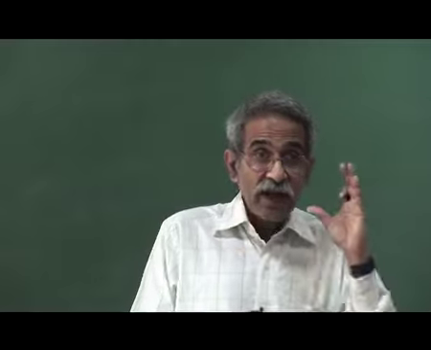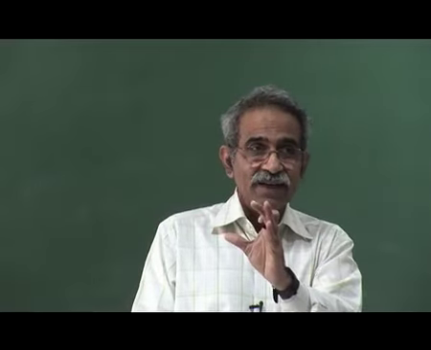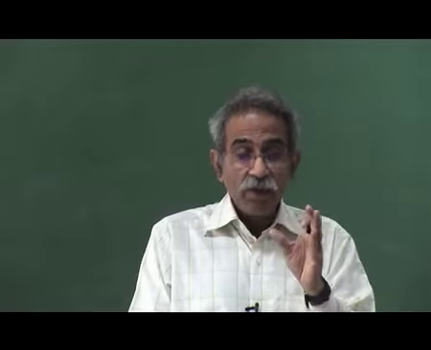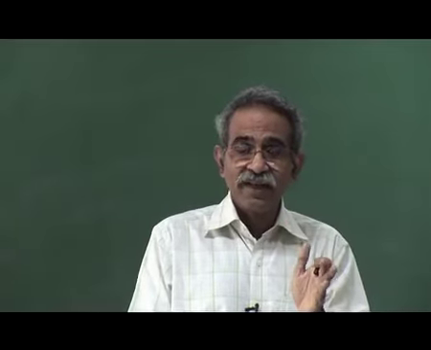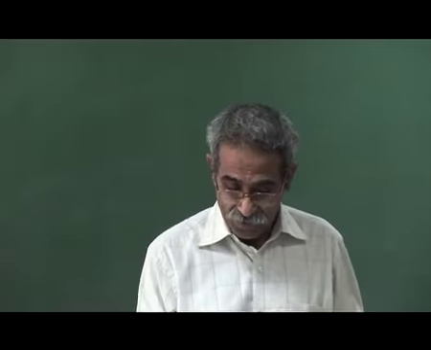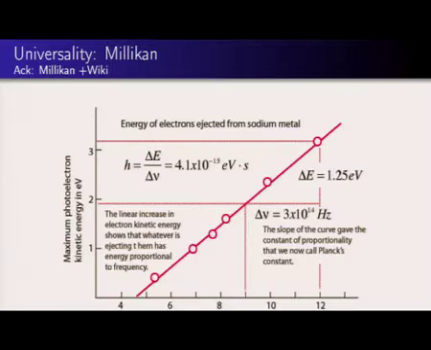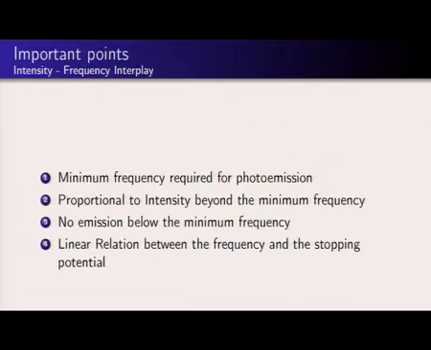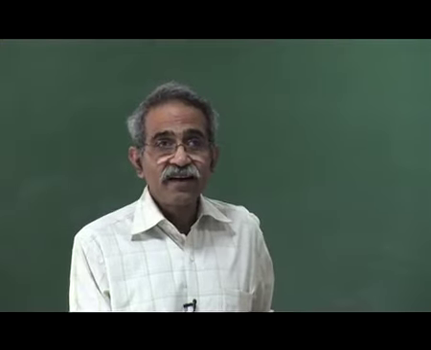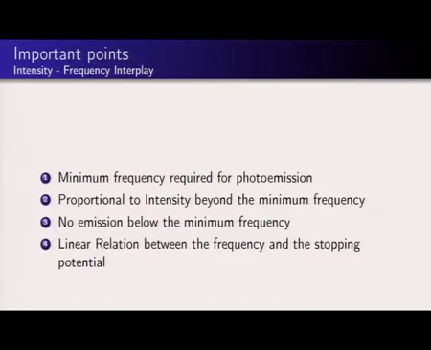The total number of electrons which are emitted depends on the intensity, but the stopping potential does not depend on the intensity. It depends only on the frequency. That is what we find in this particular figure. So the stopping potential is exactly the same as the maximum kinetic energy, and this is something that we have to understand. And these results are actually mysterious.